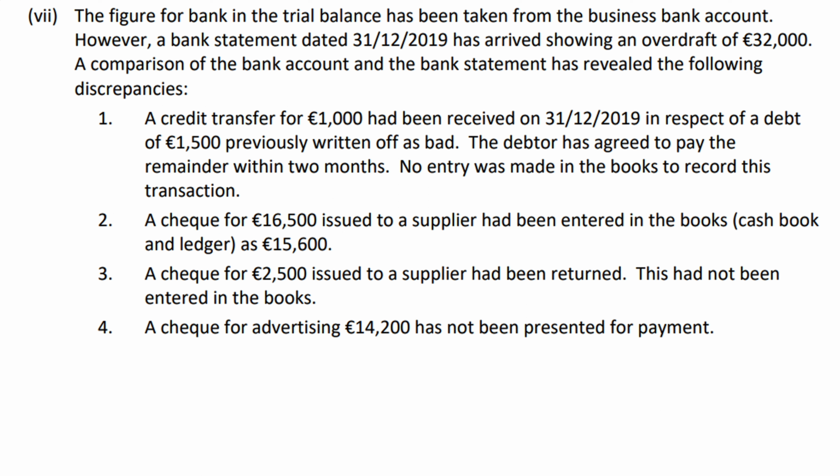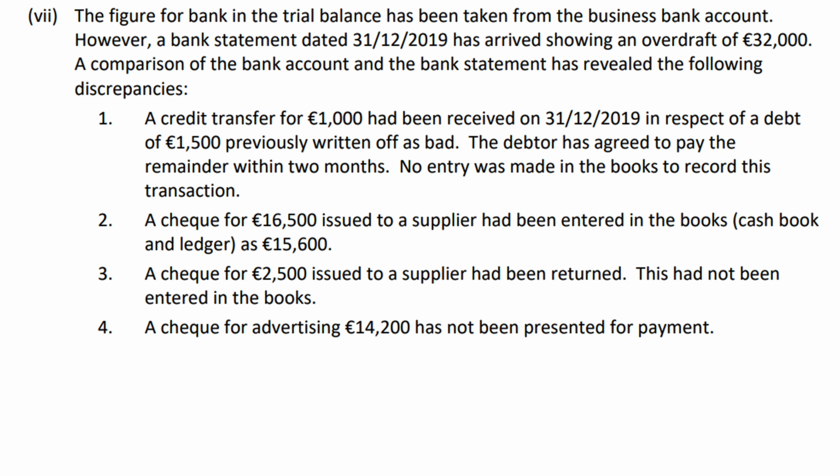Number 2, a cheque for €16,500 issued to a supplier had been entered in the books, the cash book and ledger, as €15,600. Number 3, a cheque for €2,500 issued to a supplier had been returned. This had not been entered in the books. And number 4, a cheque for advertising €14,200 has not been presented for payment.